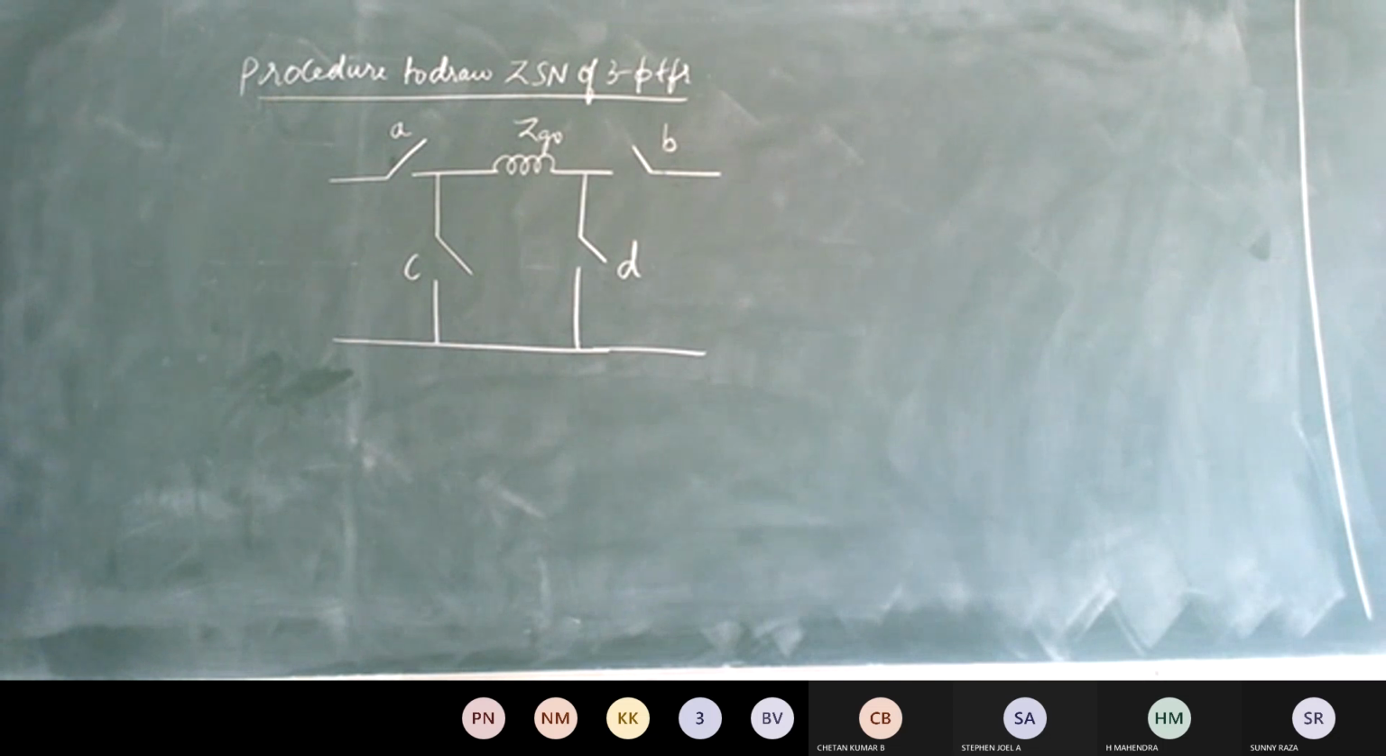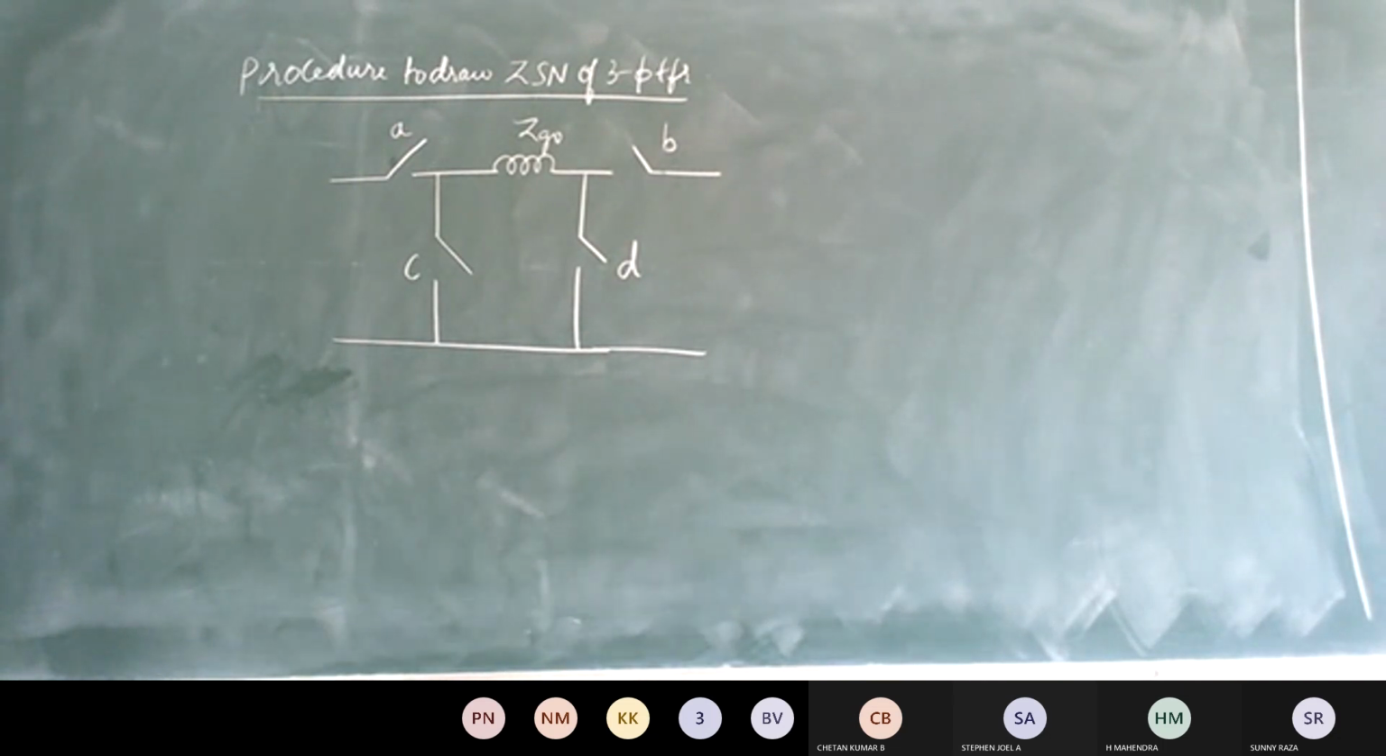Keep both switches A and C open if the primary winding is only star connected, with neutral isolated or ungrounded.